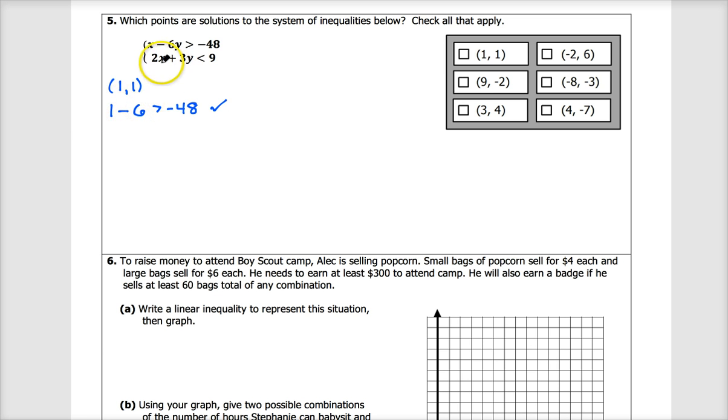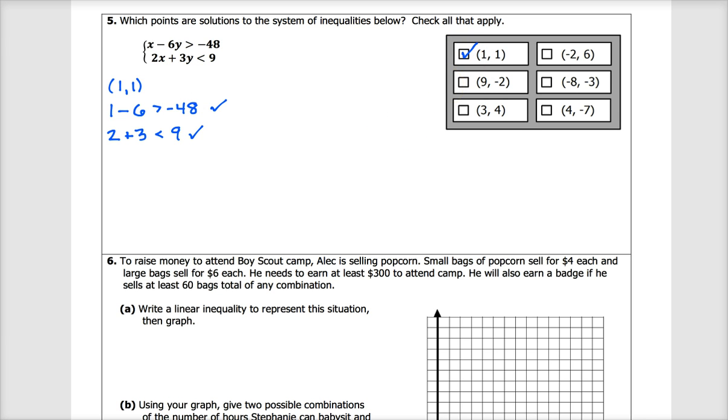And then if I plug in a 1 for x and a 1 for y into my second inequality, I get 2 times 1 is 2, 3 times 1 is 3, so 2 plus 3, is that less than 9? Yes, 2 plus 3 is 5, that's less than 9. So this works in both inequalities, and so that means that 1, 1 is a solution for this system.